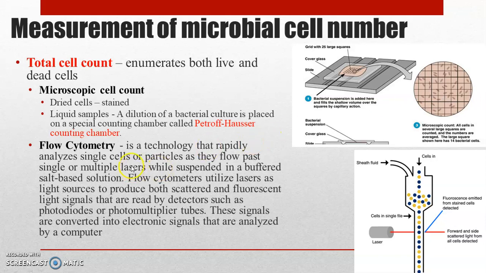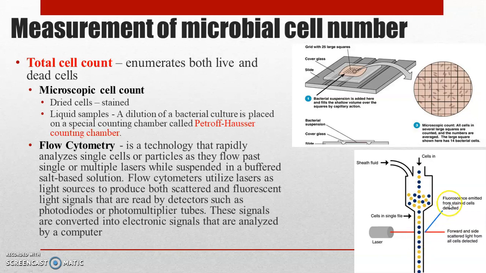Then in the case of flow cytometry, this technique is used for counting the number of bacterial cells in liquid samples. So the bacterial cells in liquid samples are allowed to flow across a beam of laser or a beam of light, and as the bacterial cells pass through this laser beam or the light beam, they will be scattered, or if the bacterial cells are stained, they will emit fluorescence.